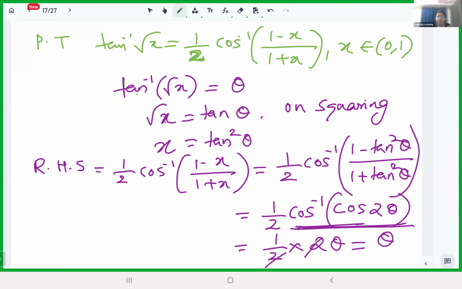We can't stop here at theta because the question is in terms of x, so we have to convert this into x itself. Theta is equal to tan inverse of root x. So this is the answer. Okay. Now we are moving on to the next question.